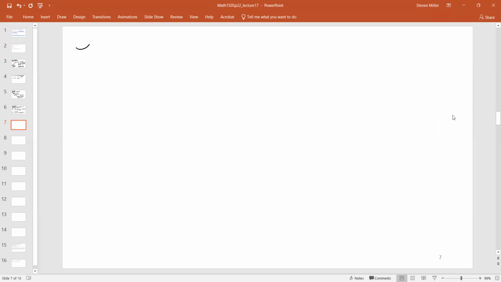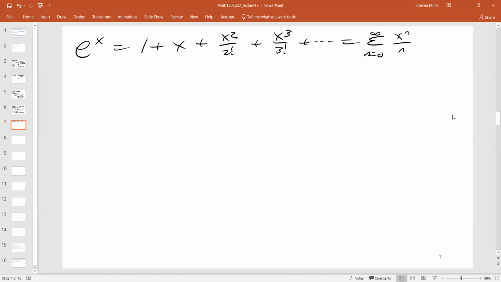Have you seen this definition? E to the x is 1 plus x plus x squared over 2 factorial plus x cubed over 3 factorial plus dot dot dot, which is the sum, n goes from 0 to infinity, of x to the n over n factorial. How many of you have seen this definition? How many of you have seen neither definition in your classes?